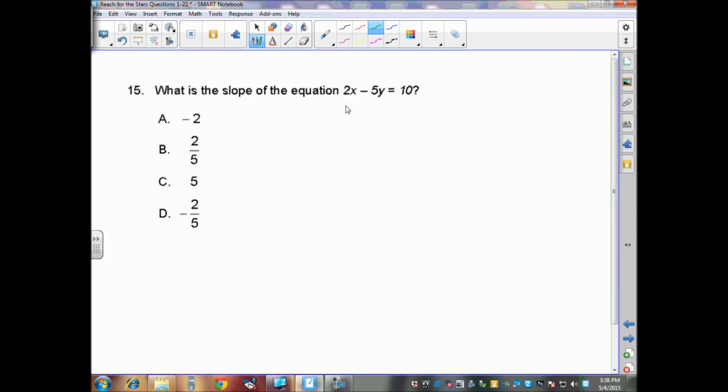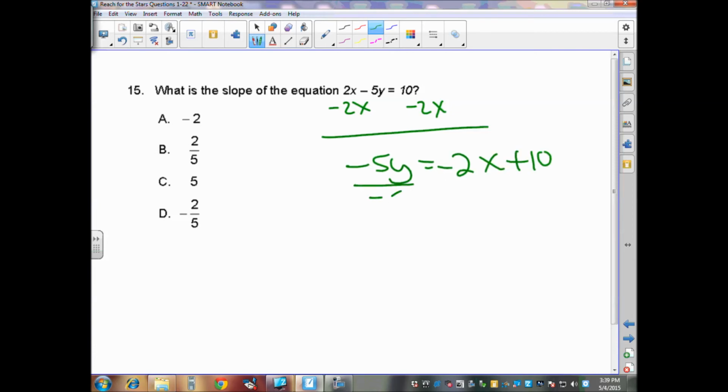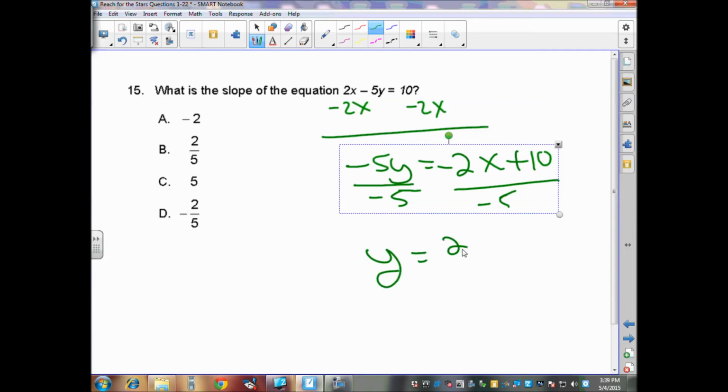They want the slope of this equation. The best thing to do is to put this in slope-intercept form. Divide by negative 5, and that gives you y equals 2/5 x, and the intercept is negative 2, but all they wanted was the slope. That's B.